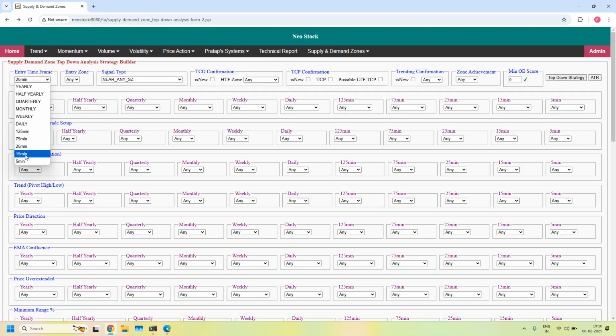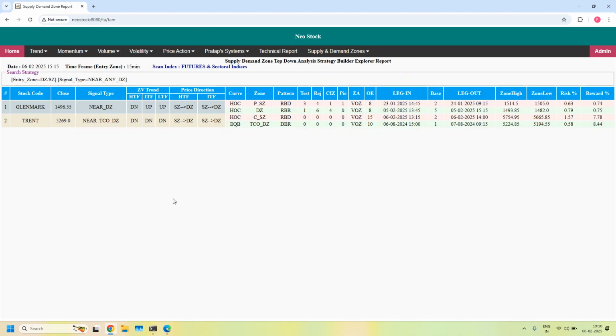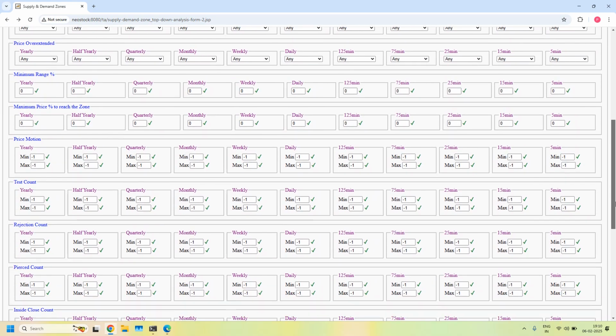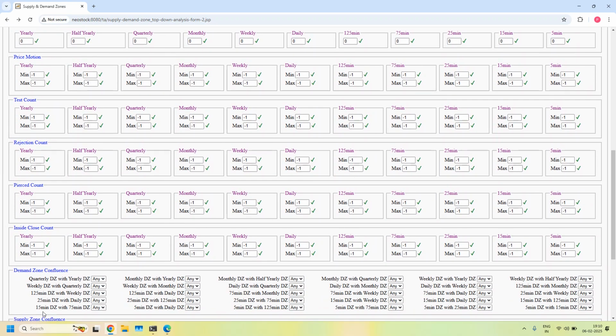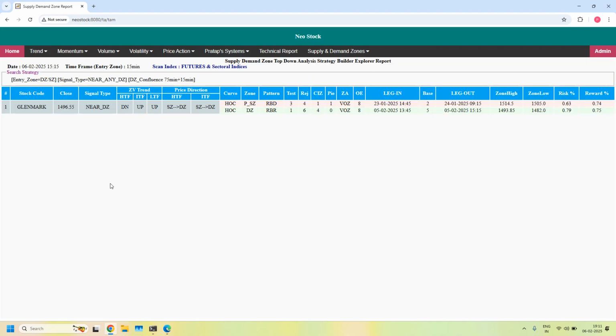Next time frame is 15 minutes. Stocks near 15 minutes demand zone. We got 2 stocks. Let's verify any of these two stocks are having ITF demand zone confluence. That is 15 minutes demand zone with 75 minutes demand zone confluence. Enable the filter. We got one stock.